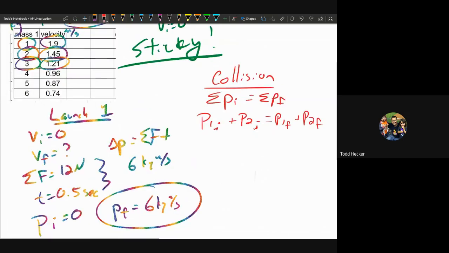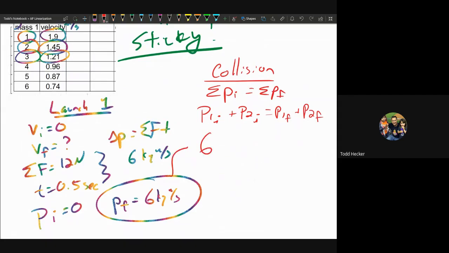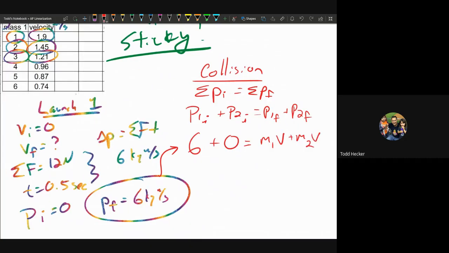All right, so let's see. This is 6 plus 0 equals mass 1 times the velocity after the collision, which is in the data table, plus mass 2 times the velocity after the collision. Now remember, my goal is to find m2, so that's got to have something to do with my slope. So what if I just made that my slope?